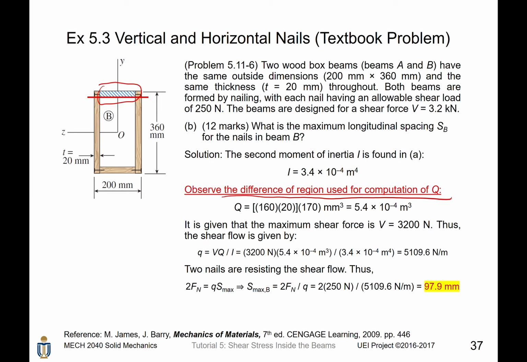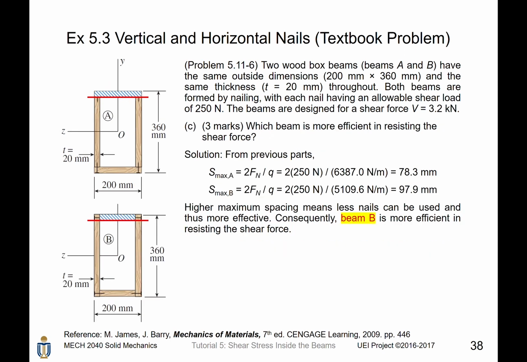So the first moment of inertia is given by 160 times 20 times 170, which is 5.4 times 10 to the power minus 4 meter cubed. The shear flow is given by this, by substituting all those known values. Then the maximum spacing is 97.9 millimeters.